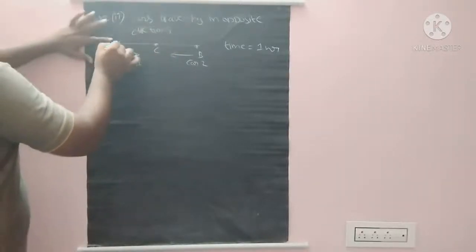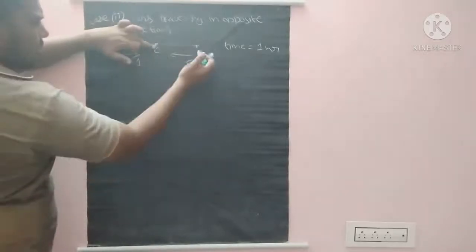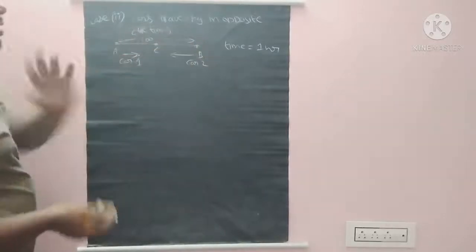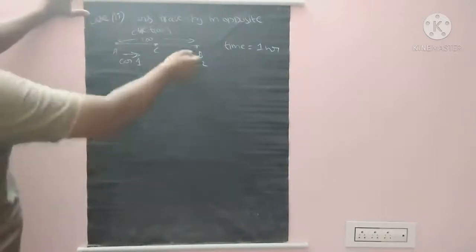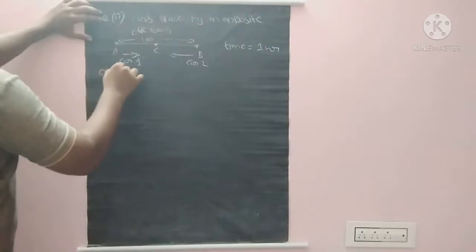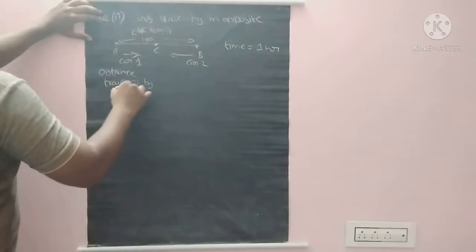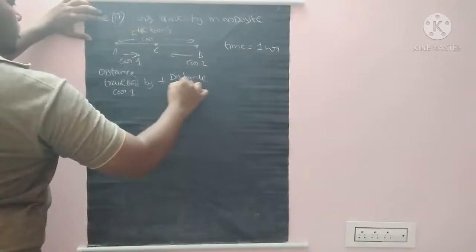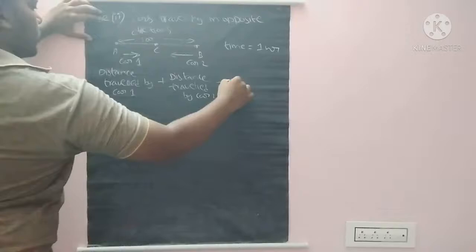So now we can say, if C is here, the distance traveled from A to C plus from B to C will be the total distance from A to B. C can be wherever. We already know that the speed of car 1 is x and the speed of car 2 is y. So the distance traveled by car 1 plus the distance traveled by car 2 equals 100.